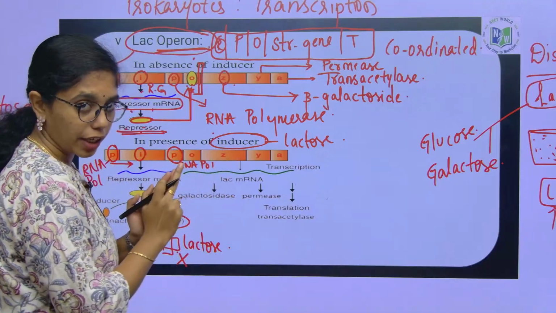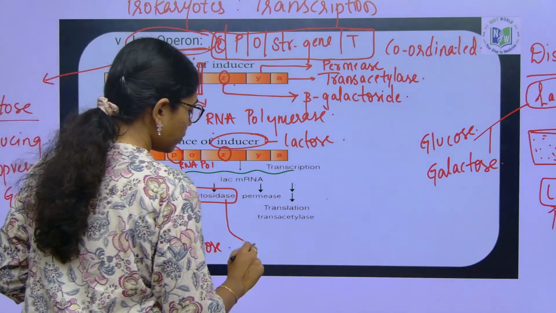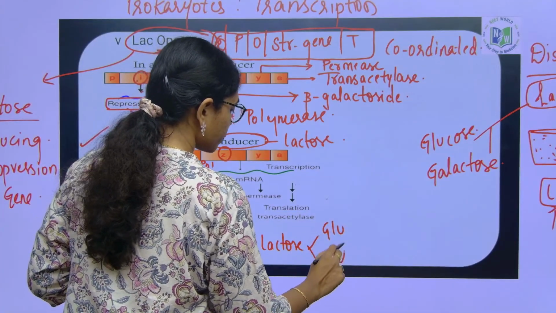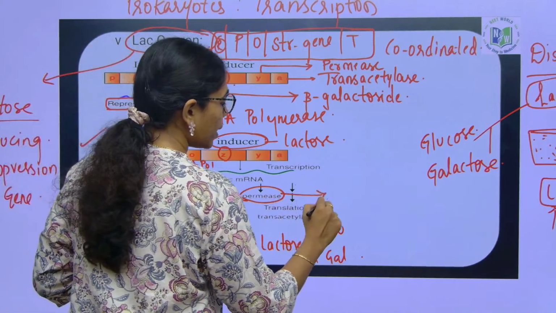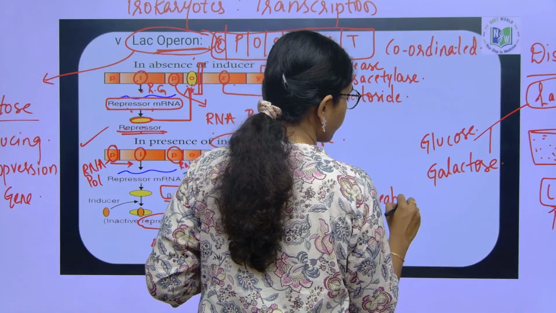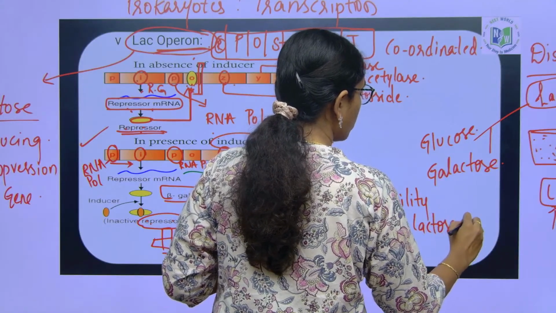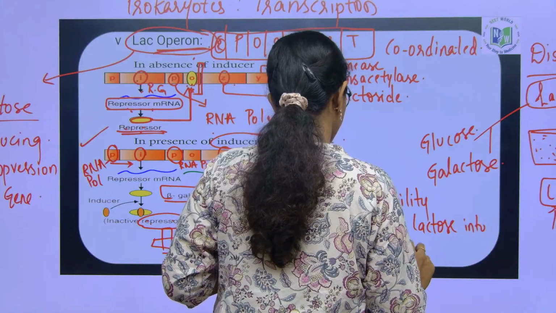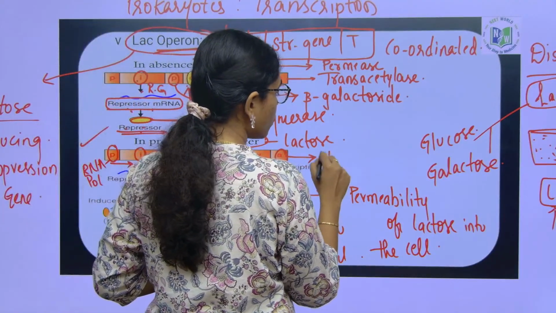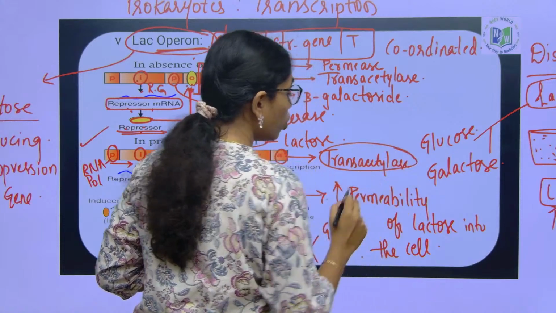And the process continues, where the Z gene will express beta galactosidase. This beta galactosidase will cleave the disaccharide lactose into glucose and galactose. Permease will increase the permeability of lactose into the cell. And the third gene is what? A, which codes for trans-acetylase. This will transfer an acetyl group to beta galactosidase.